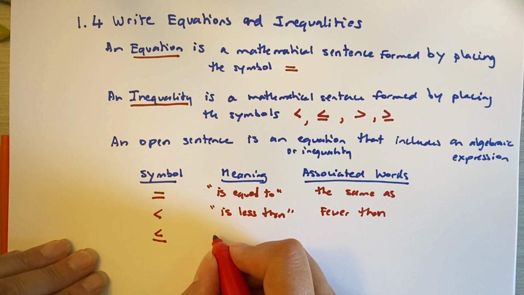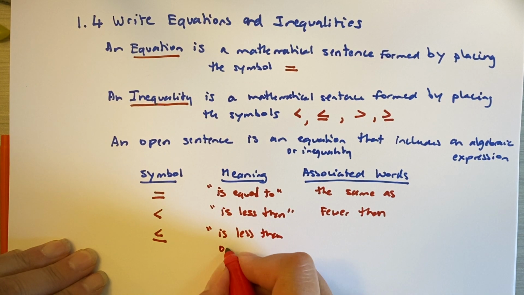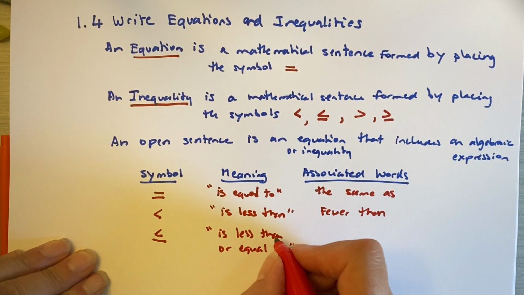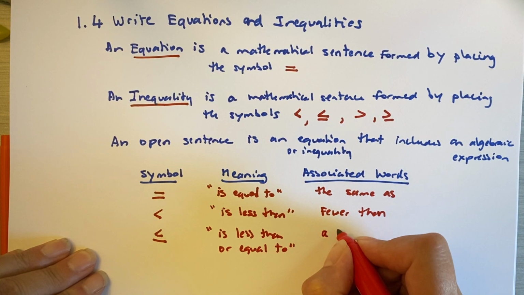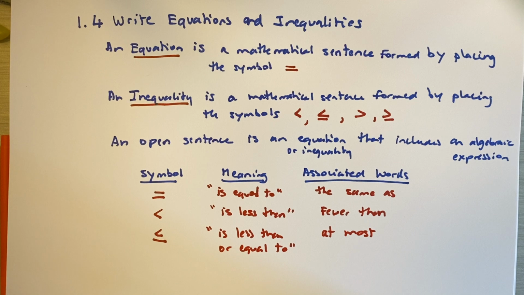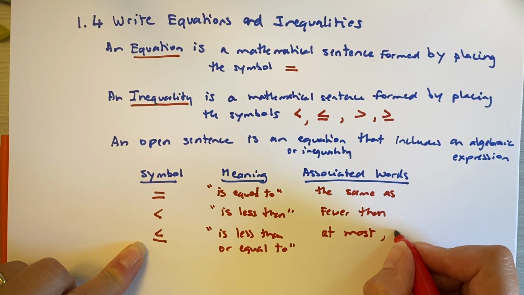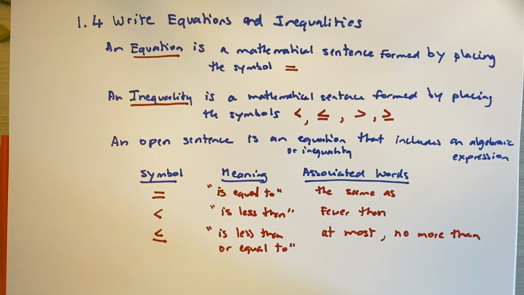Less than or equal to. Now this one has a few more ways it can be said. You can say this is less than or equal to, but when you have a sentence, you'll find it worded as at most. You can be at most 3 feet if you want to go on this ride. That means you have to be less than or equal to 3 feet. Or you could also say you can be no more than 3 feet. That means you can't be any taller than 3 feet. You have to be less than or equal to 3 feet.